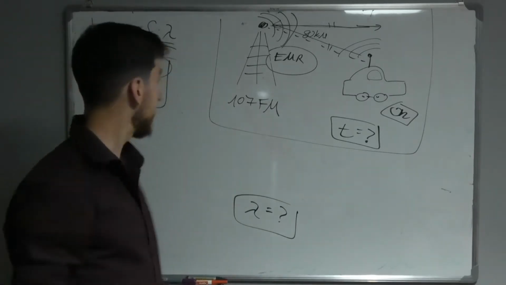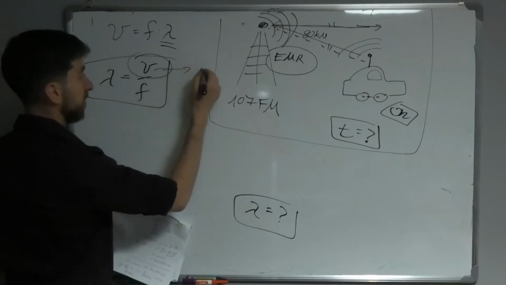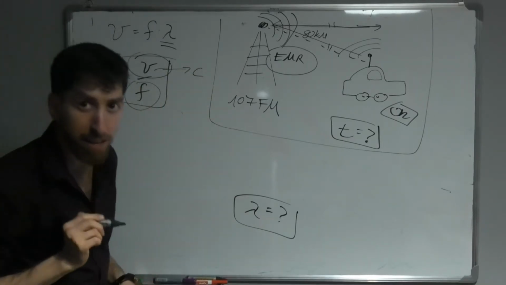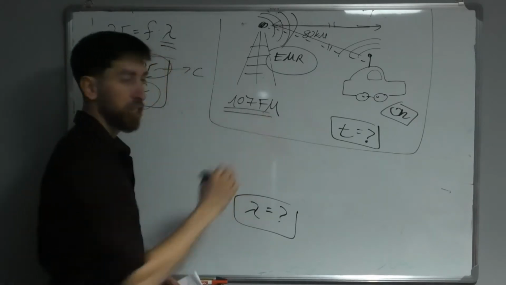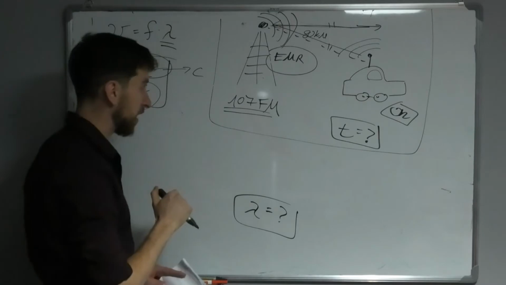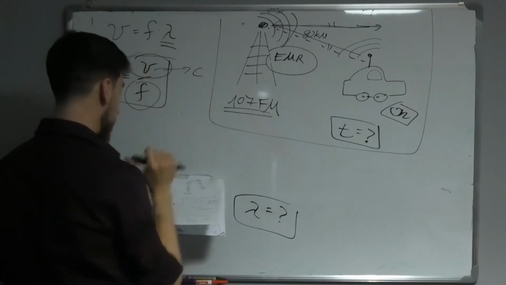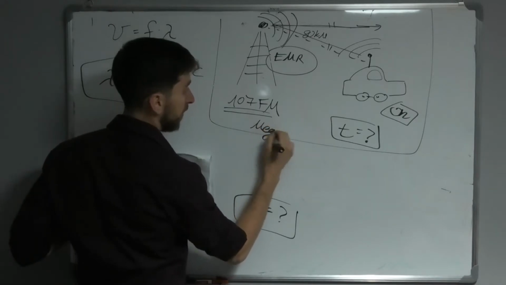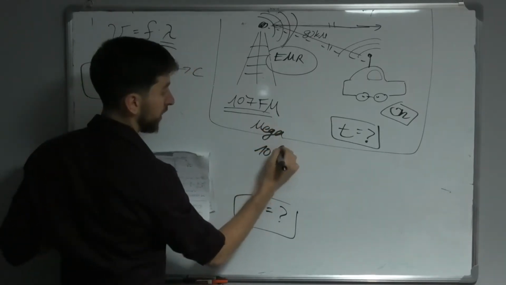We know V. V is actually the speed of light. We just talked about it. And what is F? It's given. The radio station tells you which frequency to choose. But I want you to notice that a radio wave is actually in the megahertz. Mega is 10 to the 6.